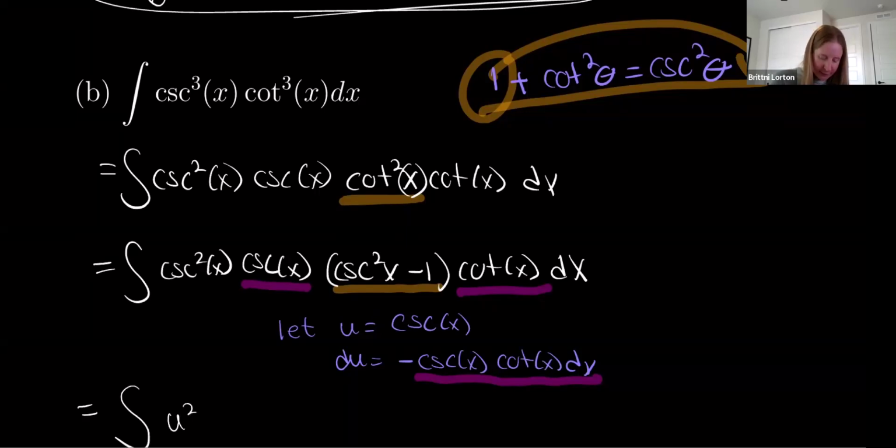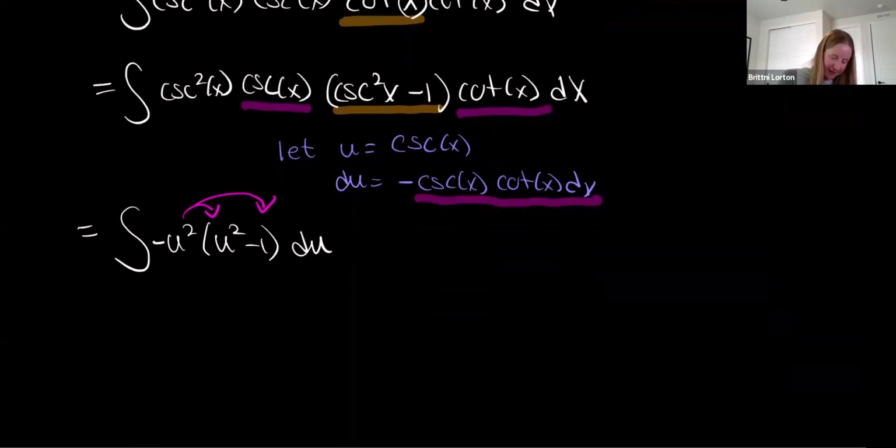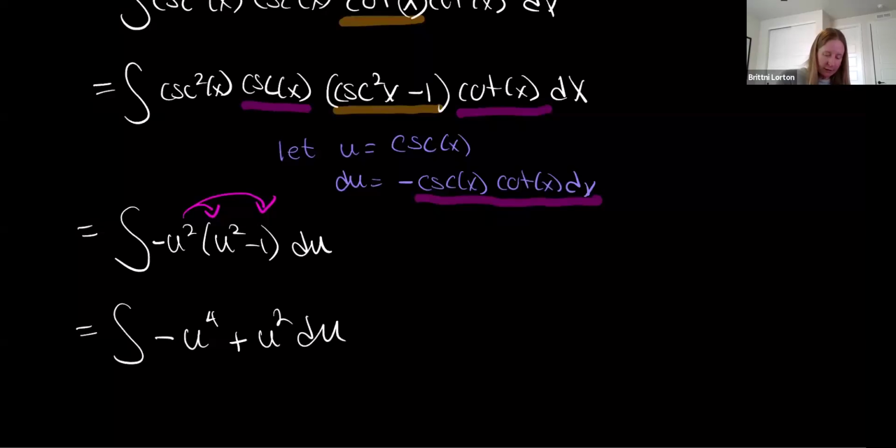the integral of u squared times u squared minus 1 du, but of course my du had an extra negative, so I gotta be careful with that extra negative. And whether you bring it on the outside of the integral or on the inside, it doesn't matter. You're going to have to distribute it anyways. So let's do that. So this will become the integral of negative u to the 4th plus u squared du.